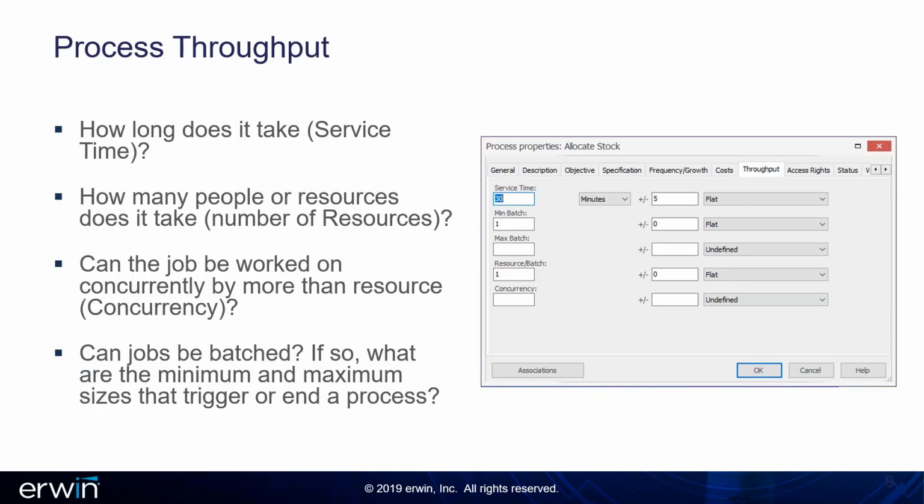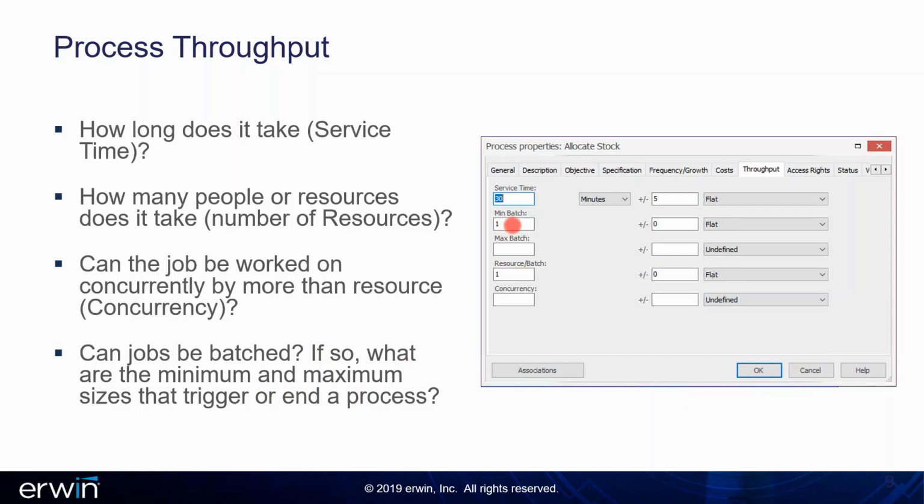Process throughput in greater detail. How long does it take to run a process? That's the service time. How many people or resources does this take, which is the number of resources per batch? Can the job be worked on concurrently by more than one resource? That's the concurrency. And can jobs be batched? If so, what are the minimum and maximum sizes that trigger or end a process?